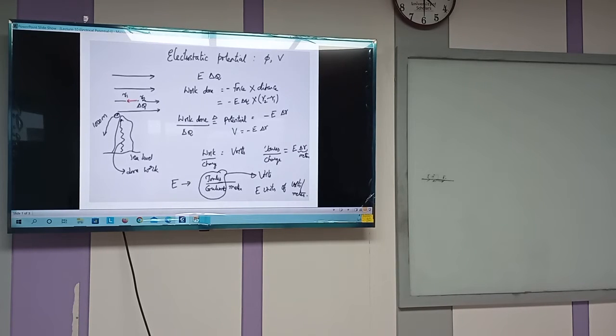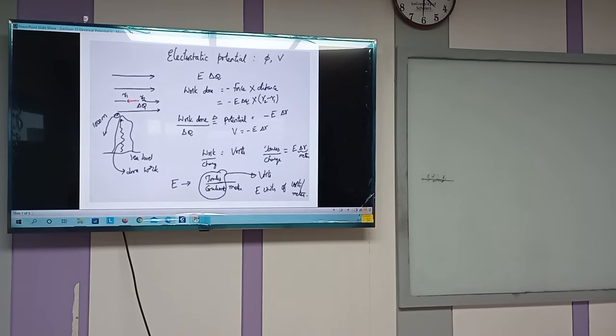So that potential will be equal to minus E times del R. If I consider R2 minus R1 as del R, then V should be equal to minus E times del R. Okay? Basically, work done per charge is equal to the potential. So potential is equal to minus E times del R.